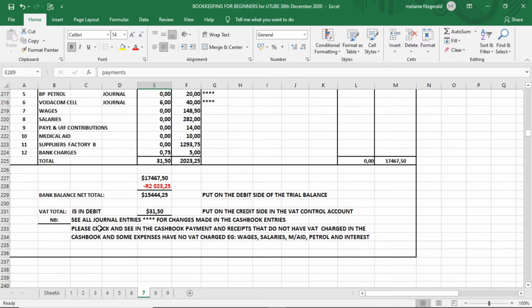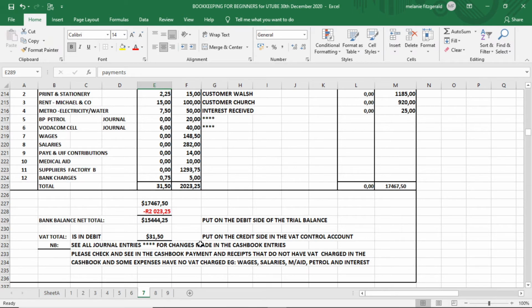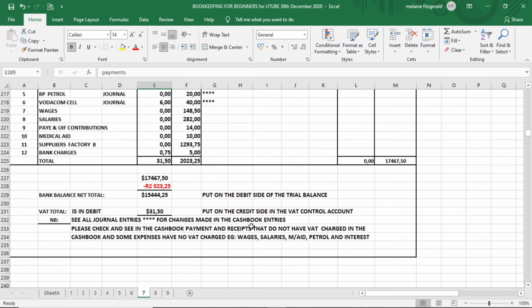Very important. I'm going to repeat this again. I think we had this in our last cash book entry as well, or all journal entries. So all these items with the little stars here are for changes to be made in the cash book entries. Please check in the cash book payments and receipts for items that do not have VAT charged. Some expenses have no VAT charge, for example, wages, salaries, medical aid, petrol.